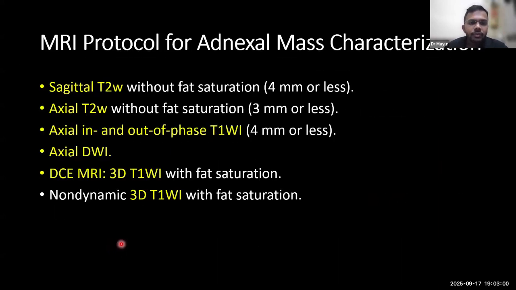MRI protocol to be followed for assessing adnexal masses. Sagittal and axial T2 weighted images without fat saturation, of 3 to 4 mm slice thickness or less. Axial in-phase and out-of-phase T1 weighted images. Diffusion weighted images. Dynamic contrast imaging is always preferred over non-dynamic contrast scans, and delayed non-contrast 3D T1 weighted images with fat saturation should be performed.